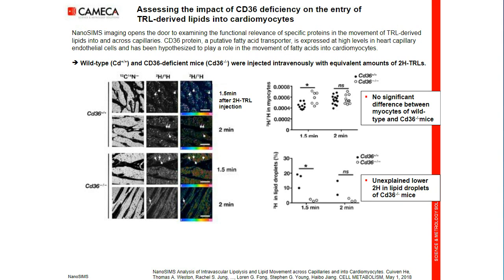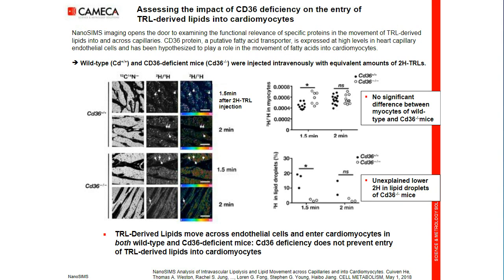So, a conclusion is that the TRL-derived lipids move across endothelial cells and enter cardiomyocytes in both wild-type and deficient mice. So, CD36 protein deficiency does not prevent entry of TRL-derived lipids into cardiomyocytes.